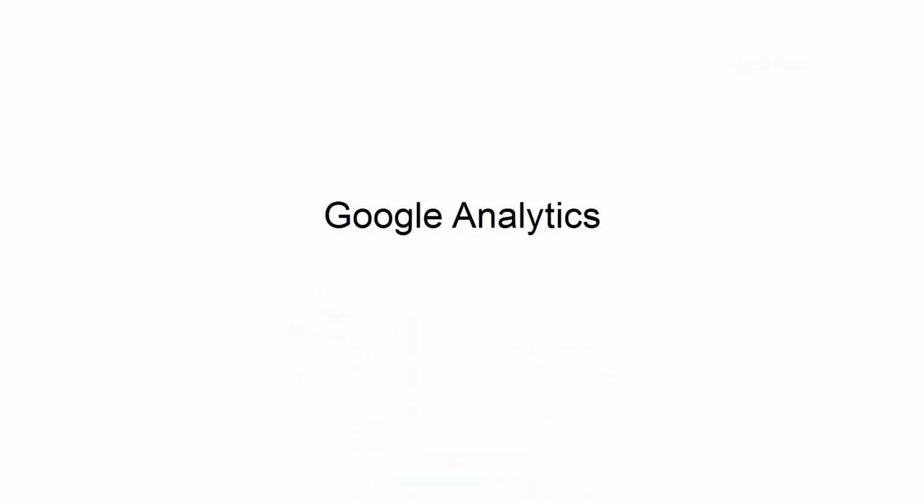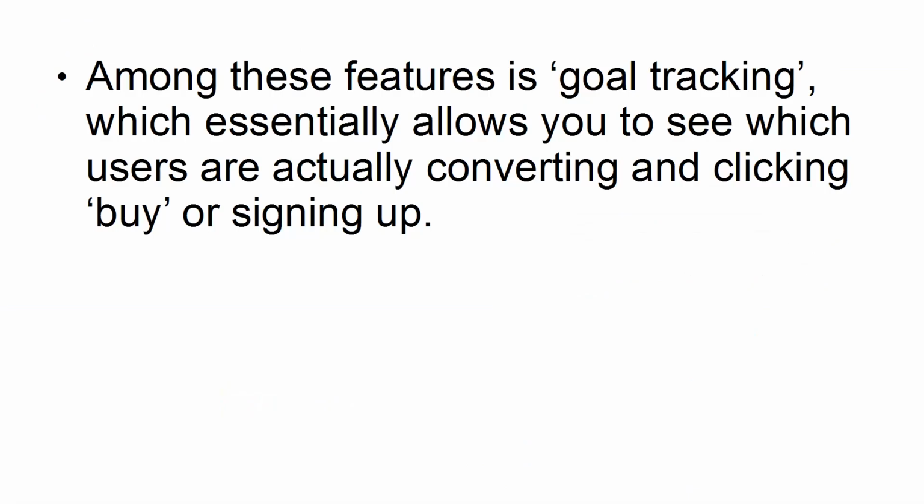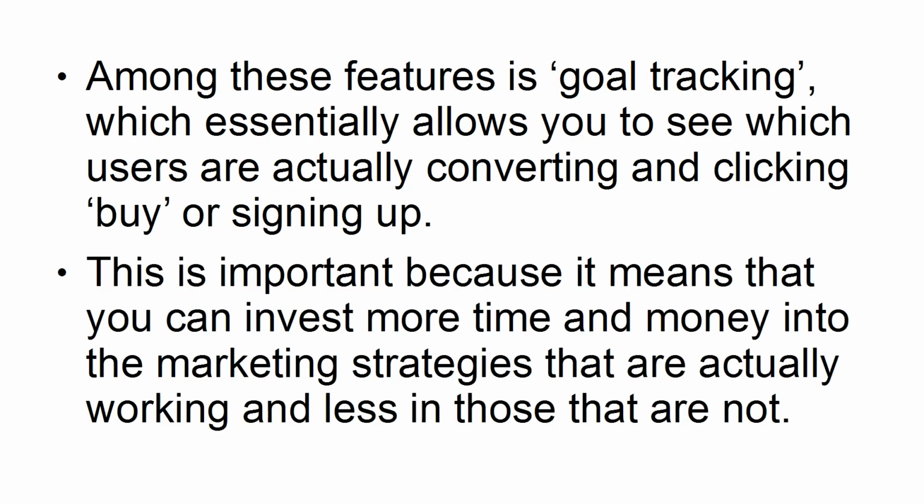Google Analytics. Google Analytics allows you to do all sorts of impressive things in order to better track the performance of your website and any advertising campaigns. Among these features is goal tracking, which essentially allows you to see which users are actually converting and clicking buy or signing up. This is important because it means that you can invest more time and money into the marketing strategies that are actually working, and less in those that are not.